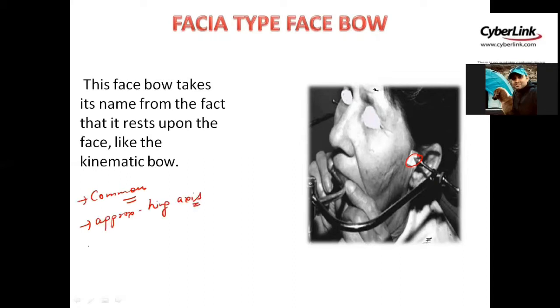It provides approximate hinge axis, and the condylar rods are positioned approximately 13 mm anterior to auditory meatus on a line running from outer canthus of the eye to the top of tragus, also called canthotragal line, right? The FACEBOW takes its name from the fact that it rests upon the face, like your kinematic FACEBOW.